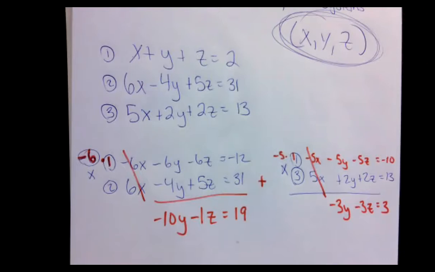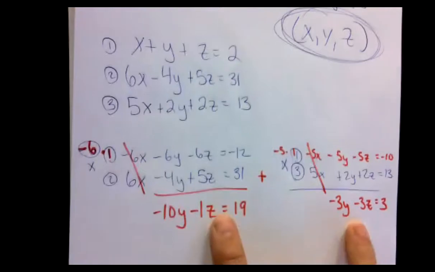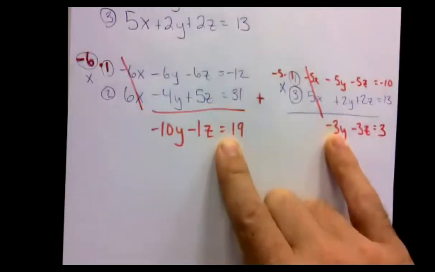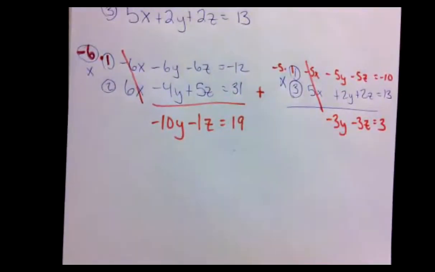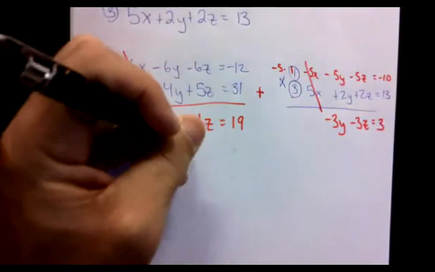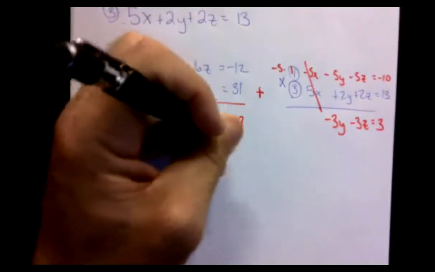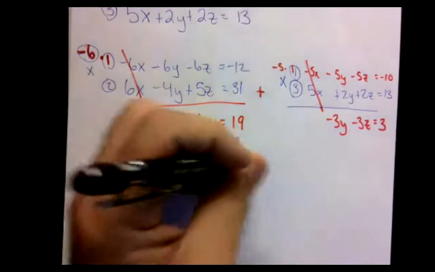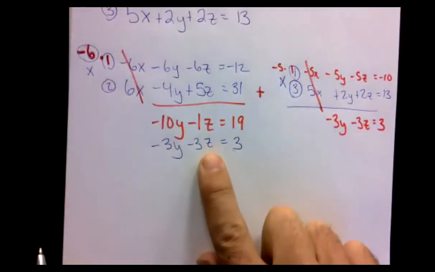Now, what that did is that gave me a 2-variable, 2-equation system. I can take what I have now and do exactly what I just did last lesson. So now, if I bring this over here, I've got negative 10y, negative z equals 19, and negative 3y, negative 3z equals 3. And now I can solve this system.